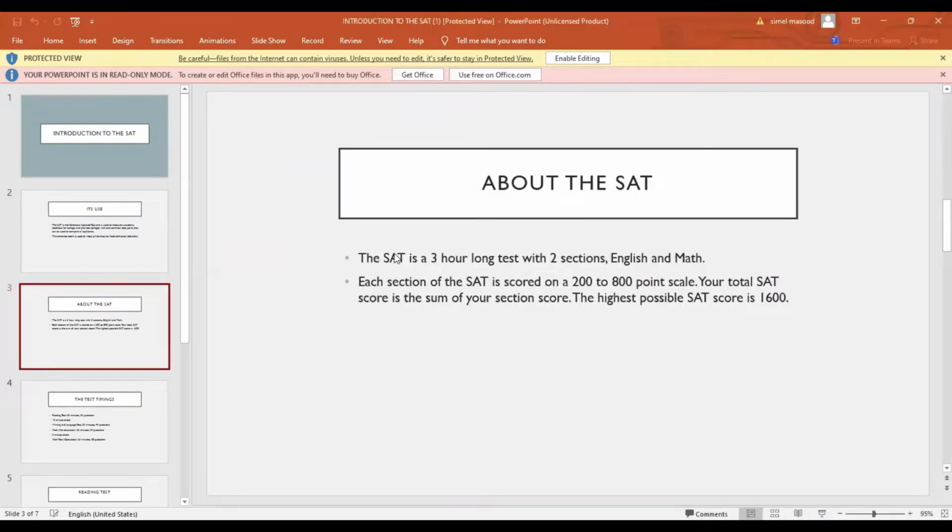Okay, so it's a 3 hour long test with two sections, which are English and mathematics, and each section of the SAT is scored on a 200 to 800 point scale, which means that you already have 200 marks just by sitting in the center. So the lowest marks you can get is 400, because it's 200 per section, and the highest marks you can get is of course 1600, with 800 in both sections.